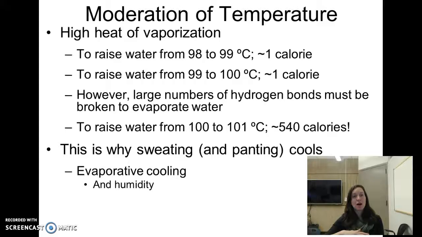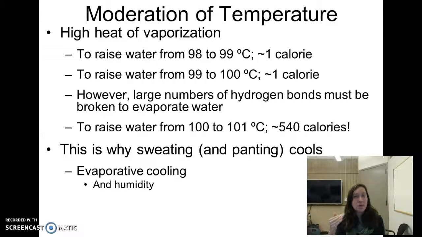And water's specific heat is 1 calorie. That means that it takes 1 calorie worth of heat energy to raise 1 gram of water, a small amount, 1 degree Celsius. So 1 calorie raises the temperature of this small amount of water 1 degree. And we can go from 90 to 91 degrees with 1 calorie, 91 to 92, 1 calorie of heat. And as we approach the boiling point, we see something happen. 98 to 99, 1 calorie of heat. 99 to 100, about a calorie of heat.